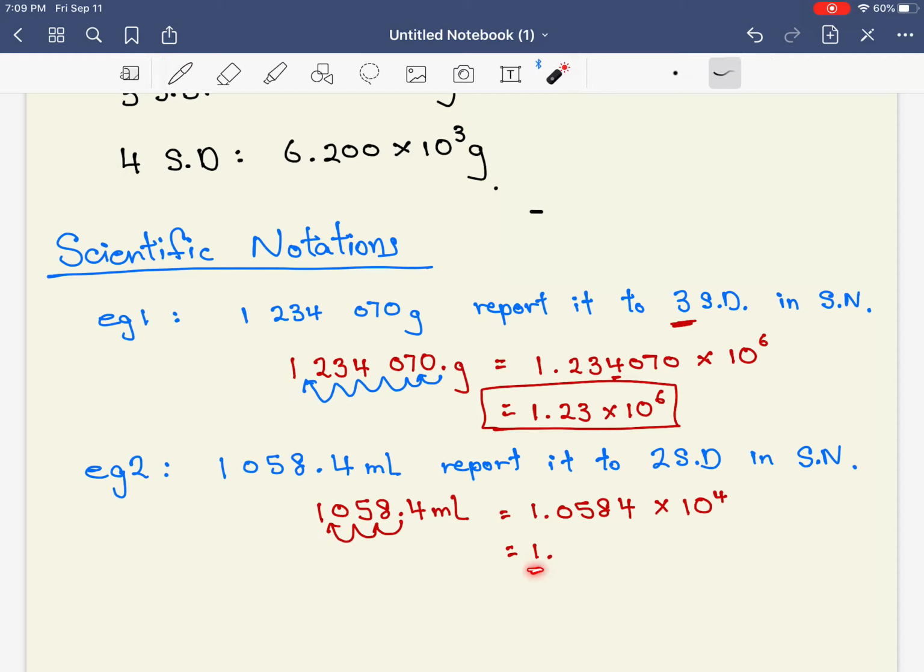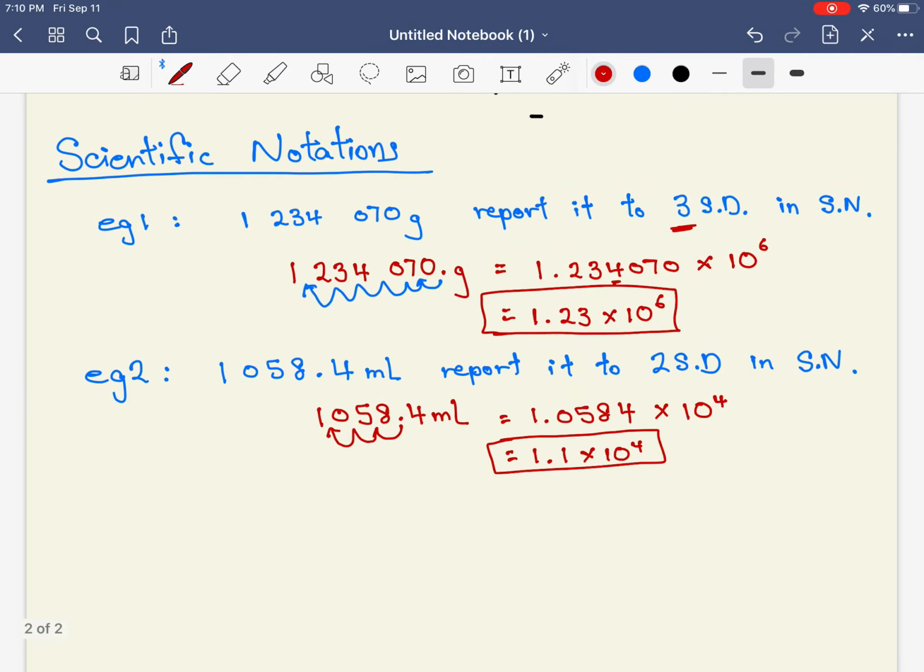So that's 1. That's 1 significant digit. I just need 1 more. Am I going to put a 0? No, I'm not going to put a 0. Why? Because this number is a 5. Because this number is a 5, I'm going to round this 0 to a 1. So this is going to be 1.1 times 10 to the power of 4. See? 2 significant digits in scientific notation.